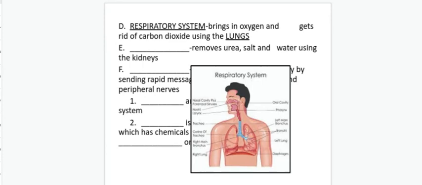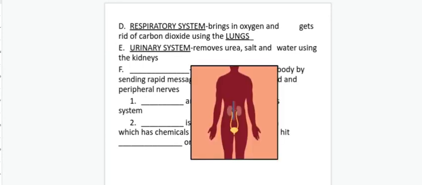Next up, your urinary system. It removes urea, salt, and water. It's your kidneys and bladder. It gets rid of waste. The blood comes through and drops off the waste, and they come down and you pee them out.